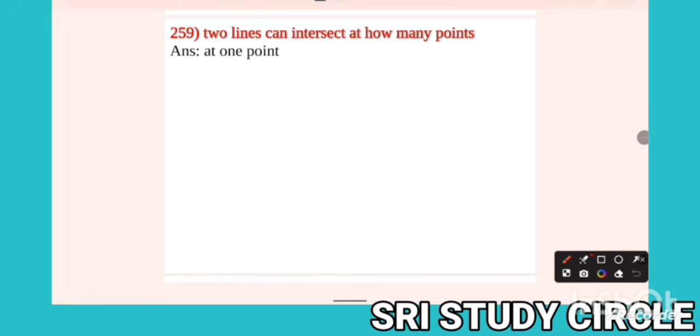Two lines can intersect at how many points? Only 1 point. This one.